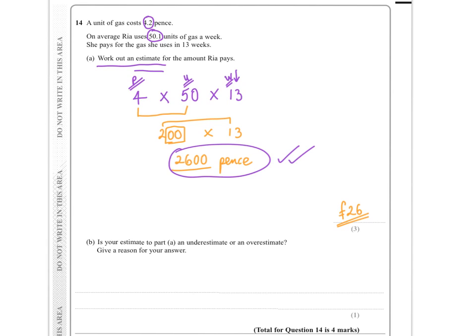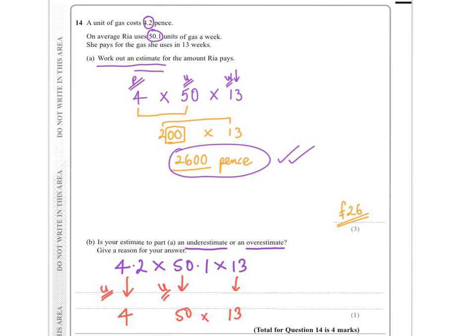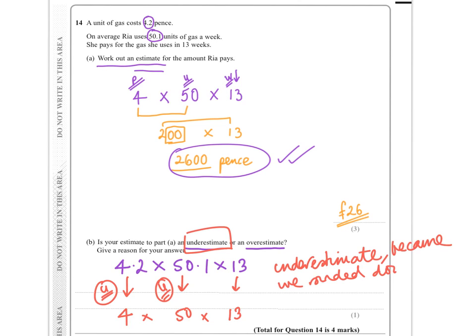For part B, it says, is your estimate to part A an underestimate or an overestimate? Give a reason for your answer. Well, the actual amount would have been 4.2 times 50.1 times 13. And what we did, we underestimated this. We underestimated this. And we left this one the same. So if we had underestimated these two, then surely our answer would have been an underestimate. And you would say, because we rounded down twice.